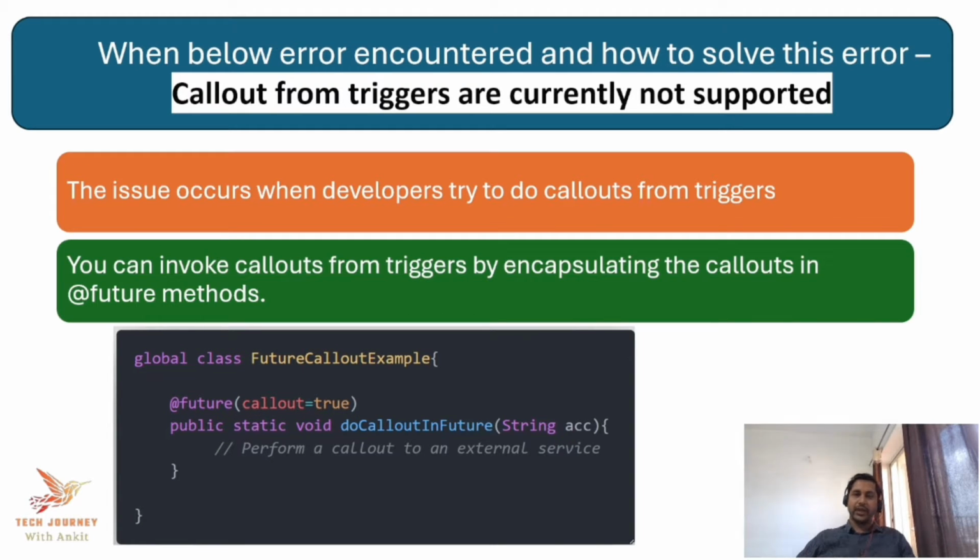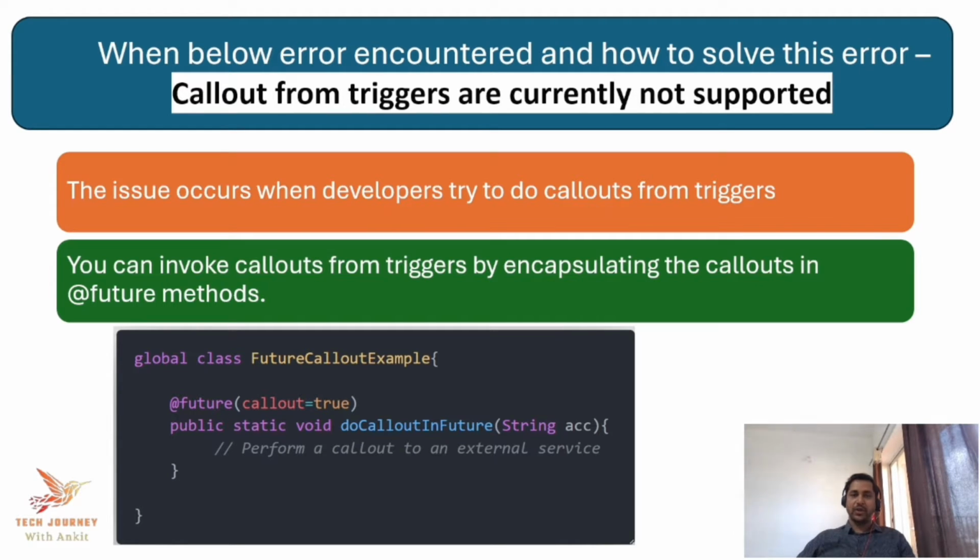So the first question that we will be discussing today: when is the below error encountered and how do you solve this error? In case you are already working on triggers or Apex, very frequently you might have seen this error. But those who are freshers and have not encountered this error, I appreciate it if you go and try this out once. This error occurs very frequently when we perform integration. The error here is: callout from triggers are currently not supported.